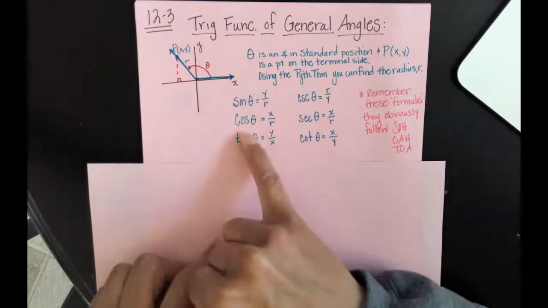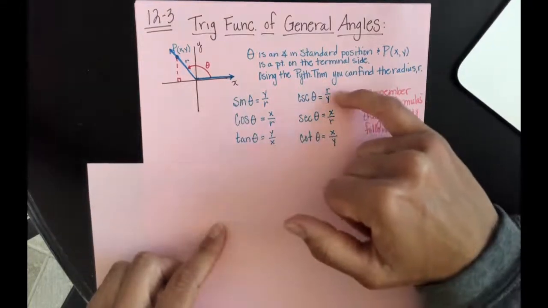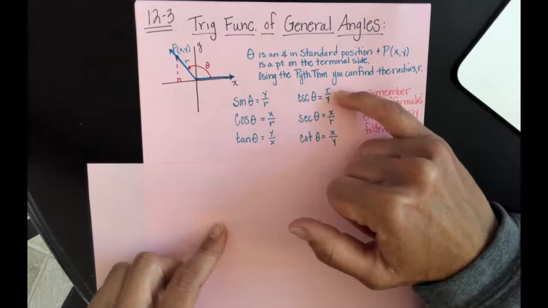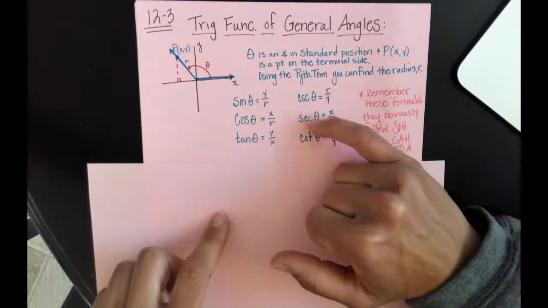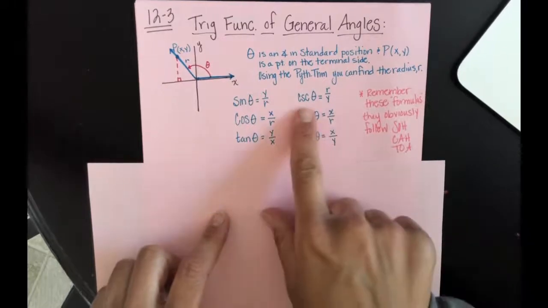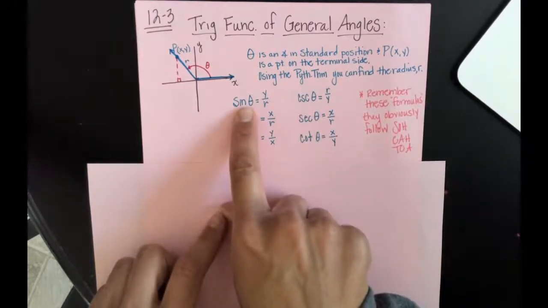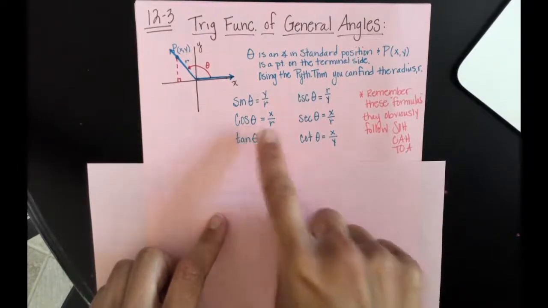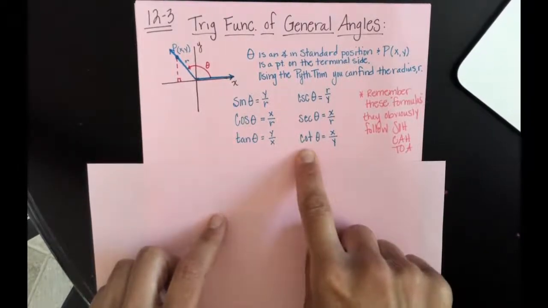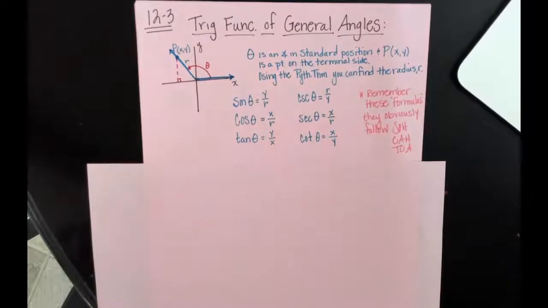Not only sine, cosine, and tangent, but again, we talked about their reciprocal functions, which is cosecant, secant, and cotangent. Again, cosecant is 1 over sine, secant is 1 over cosine, and cotangent is 1 over tangent. And we looked at that last week or two.